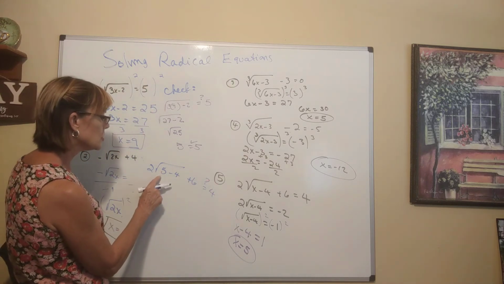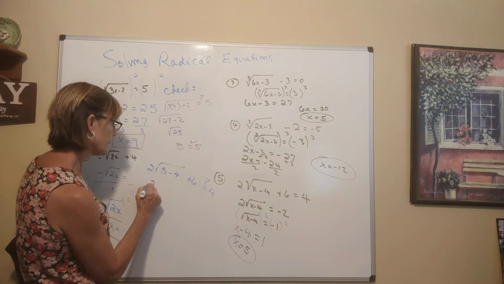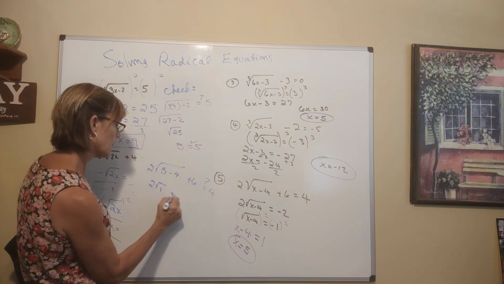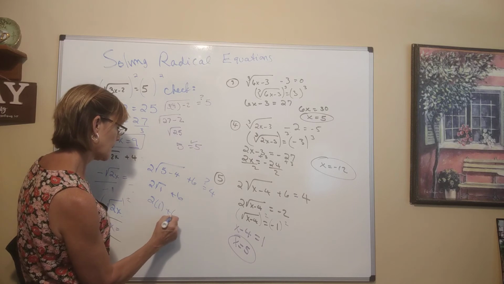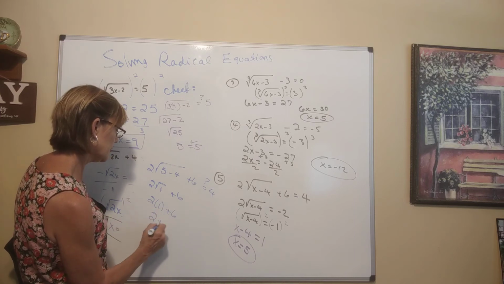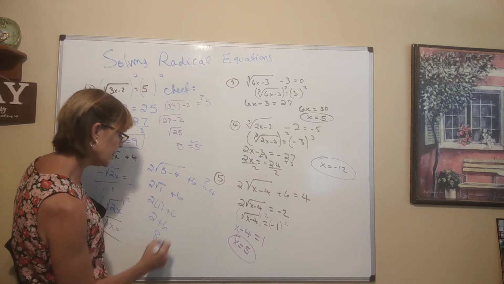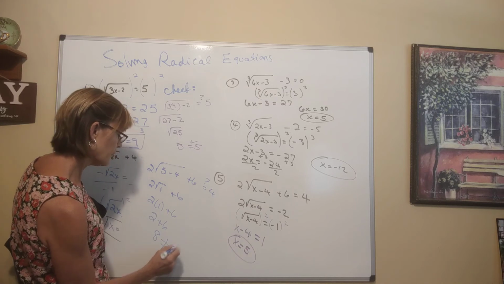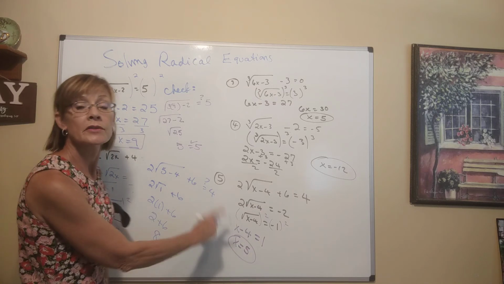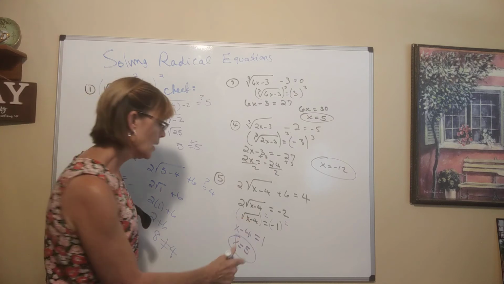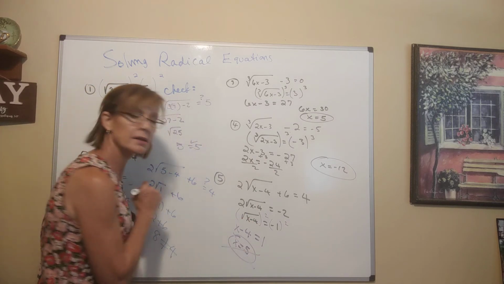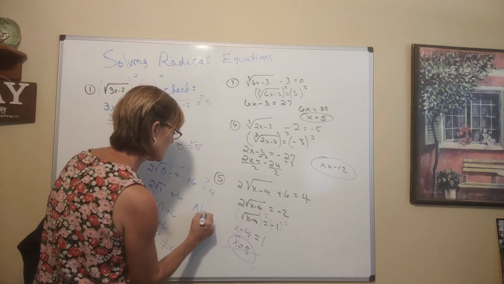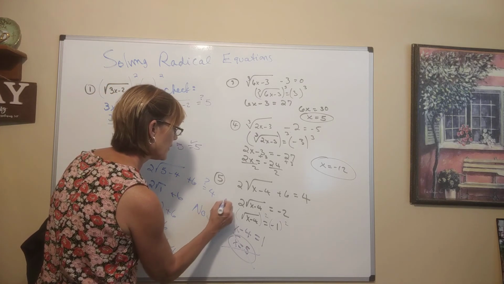Okay. 5 minus 4 is 1. The square root of 1 is 1. 2 times 1 is 2, plus 6 is 8. We find out that 8 does not equal 4. This is an example of an extraneous solution. We would at this point say, no, that does not check out. This is not a good answer. There is no solution to number 5.